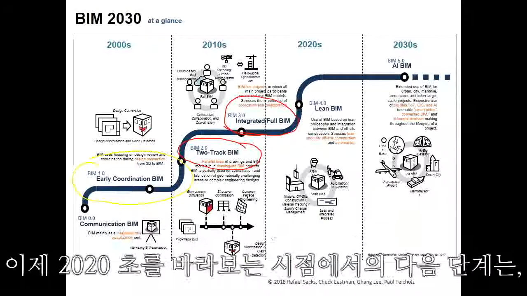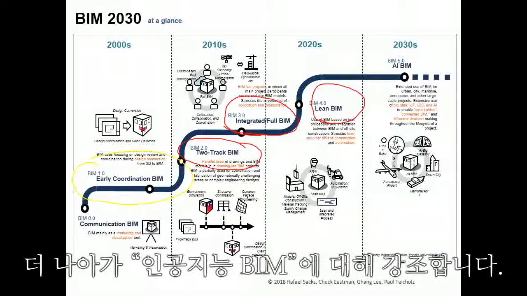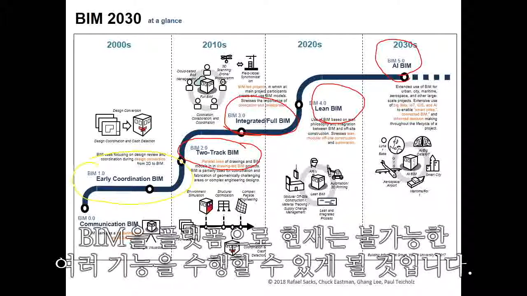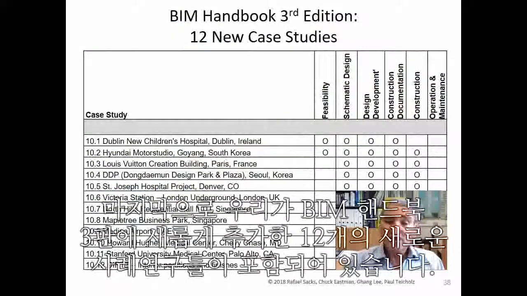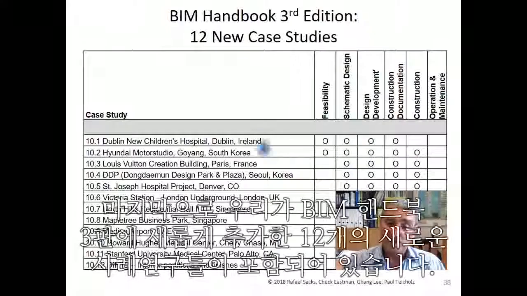And now, as we look ahead to the 2020s, perhaps the next step will be a much deeper integration of Lean and BIM, but going beyond that, much more emphasis on artificially intelligent BIM, where BIM really will become the platform for many other functions that we're not able to do now, but which I discussed in the previous slide. Finally, what we have new in the BIM Handbook in the 3rd edition are 12 entirely new case studies.